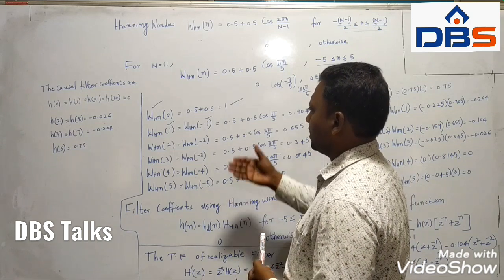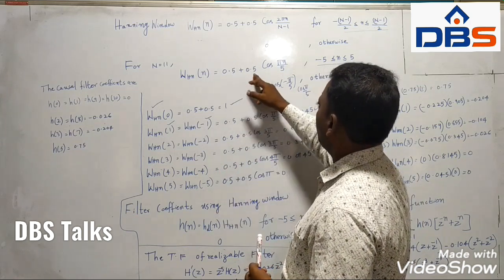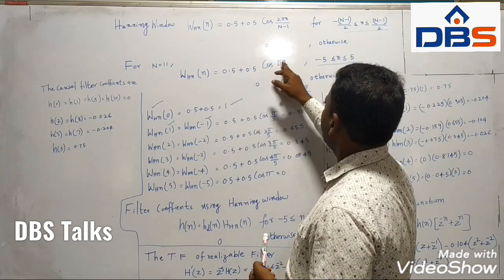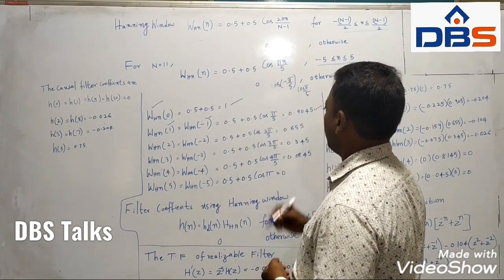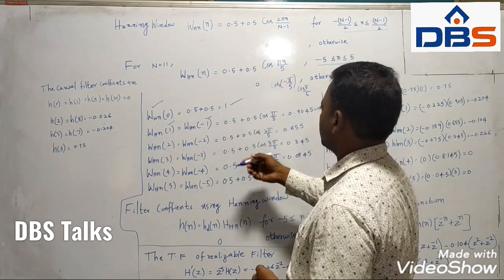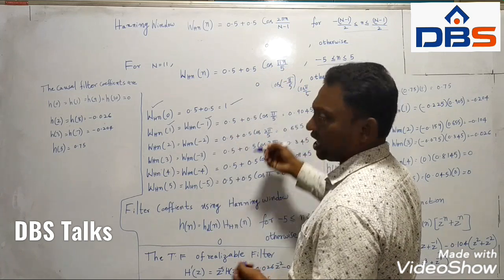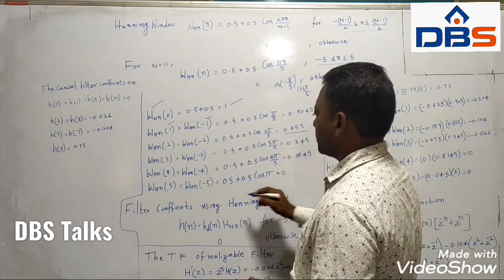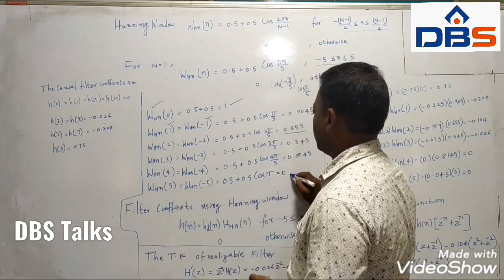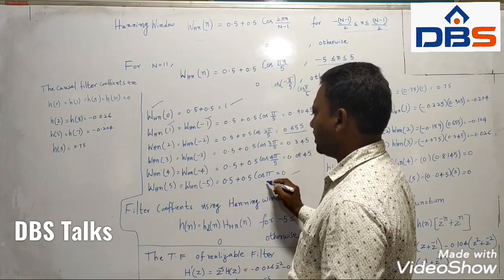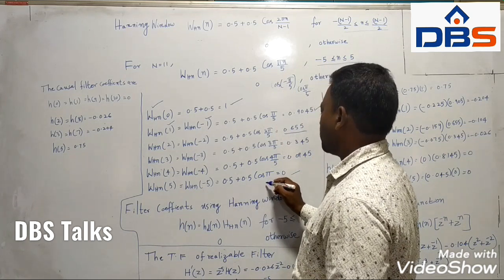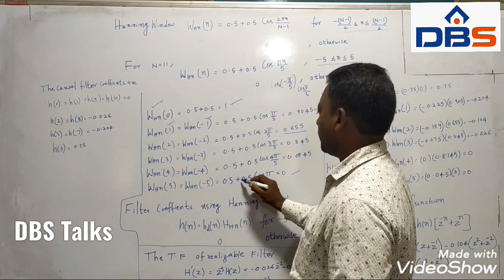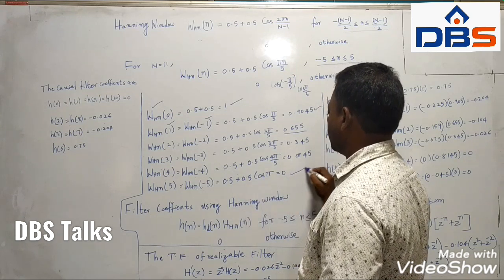And in the same way, when n is 2, you will get 0.5 plus 0.5 cos 2 pi by 5. Even for negative values of n, you will get the same thing, because cos is an even function. So this is how you calculate. For n is equal to 5, you will get 0, because we know that cos pi is minus 1. So 0.5 minus 0.5 is 0.